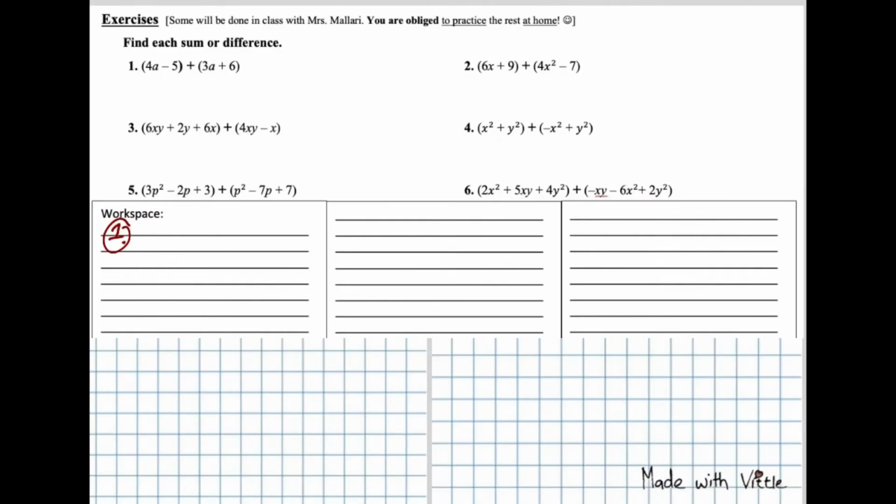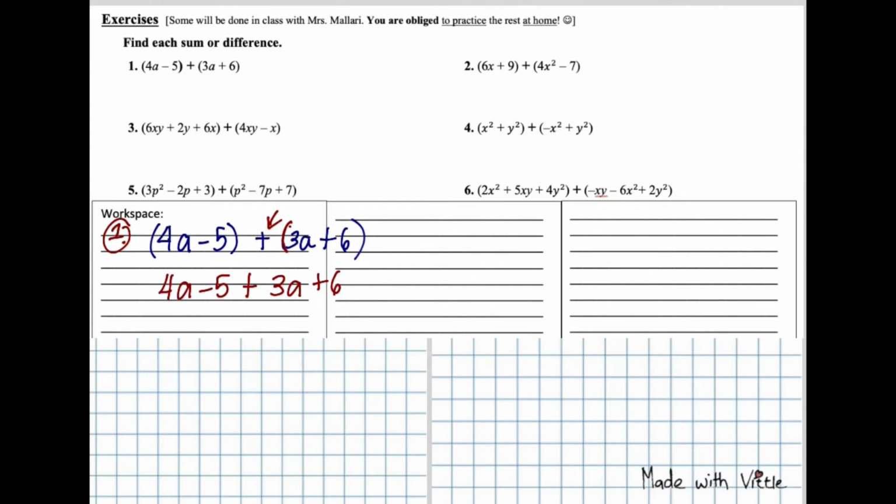Item number 1, 4a minus 5 plus 3a plus 6. The very first step is copy the expression down. Since it's not a subtraction, you can just eliminate the unnecessary parentheses. If it's an addition just before a parenthesis, every term inside that parenthesis will not change. They will remain the same. So it's still a positive 3a plus 6.